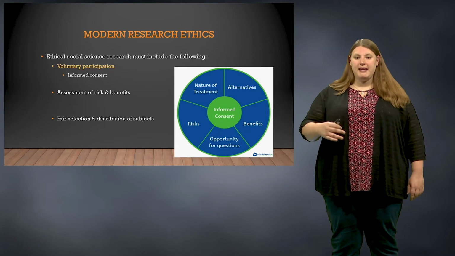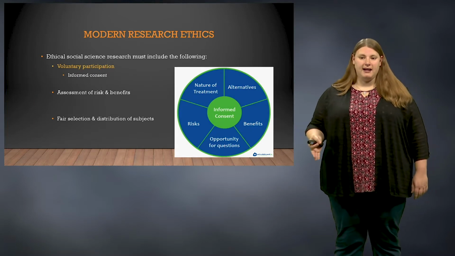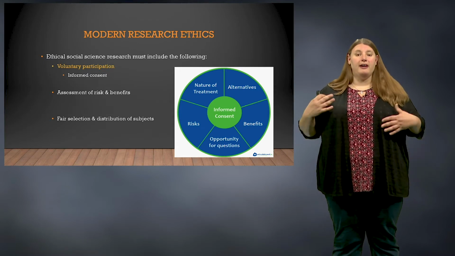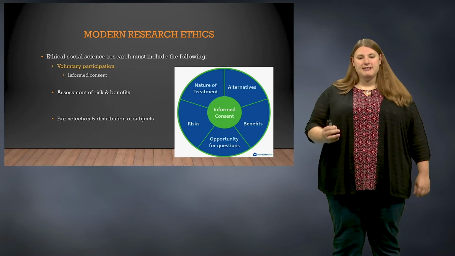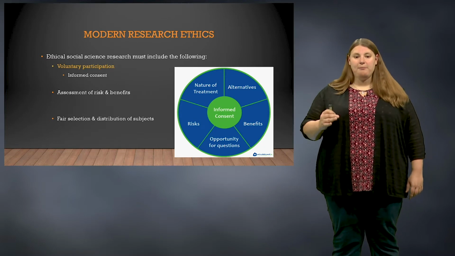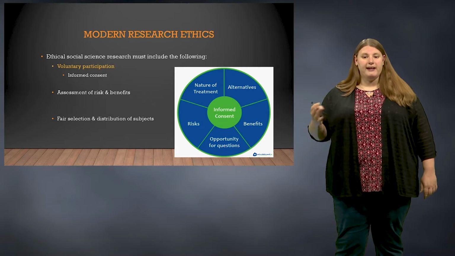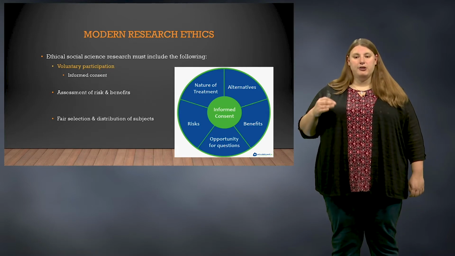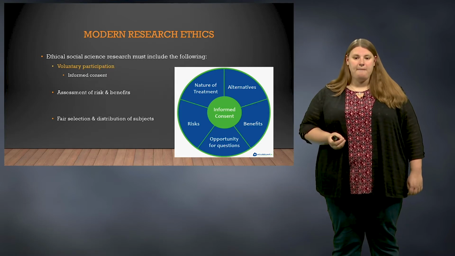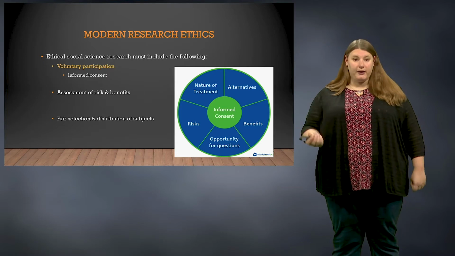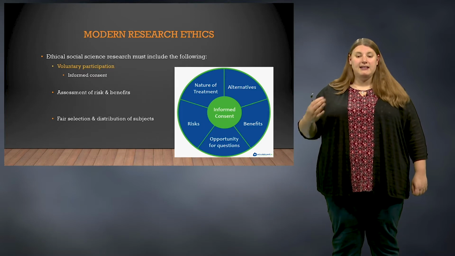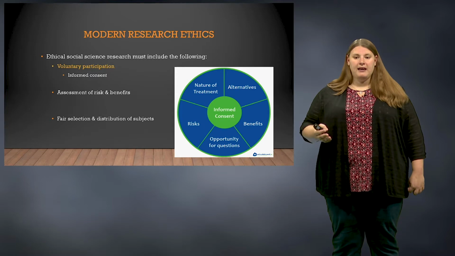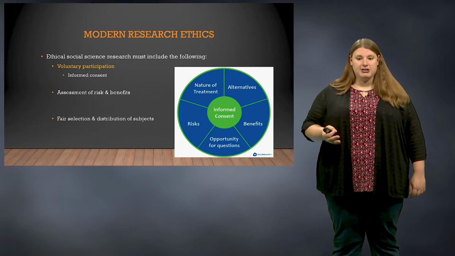Voluntary participation means that the participant should participate in the study as a result of their own free will. Also important is what we call informed consent, meaning that the participant must know exactly what being part of the study entails before he or she can give voluntary consent to participate. The diagram here shows you some of the requirements for informed consent. Participants should be informed about the risks and the benefits of the study, the nature of the research itself, the alternatives that they have for treatment, and they must be given an opportunity for questions.